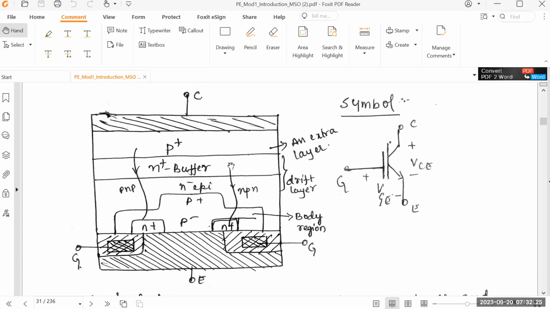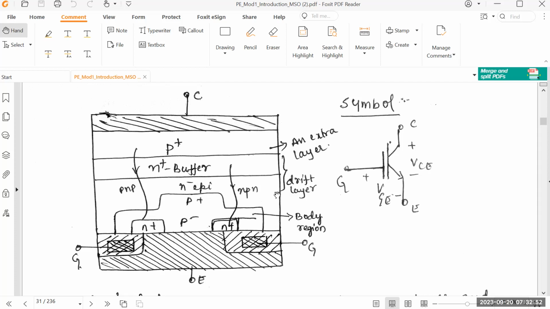Now you see the construction part. This is how it looks. You have an extra layer over here, the P plus region, then again the N plus buffer region, and this part, which has an NPN transistor and also a PNP transistor. In between, you have an N type epitaxy, and both will act as the N plus buffer, and this region will act as a drift layer.